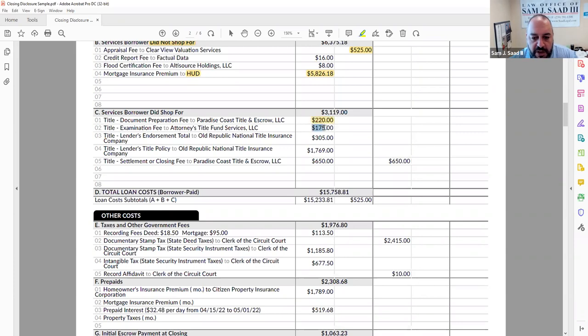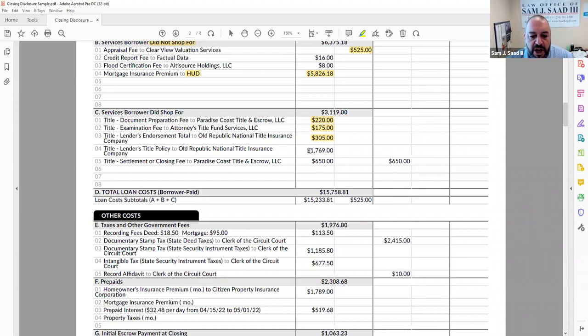We've got a title search fee. We've got the lender's endorsement. So the lender wants title insurance, and they want certain things on the title insurance that are called endorsements. And those endorsements are for things like surveys or environmental issues or for the condominium or the homeowners association. In this case, the endorsements cost $305.